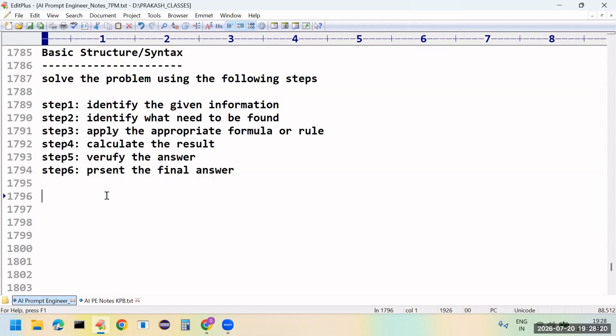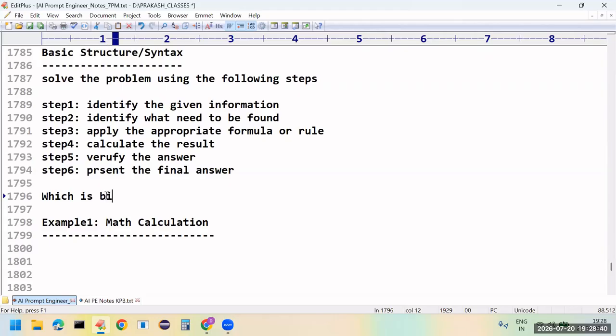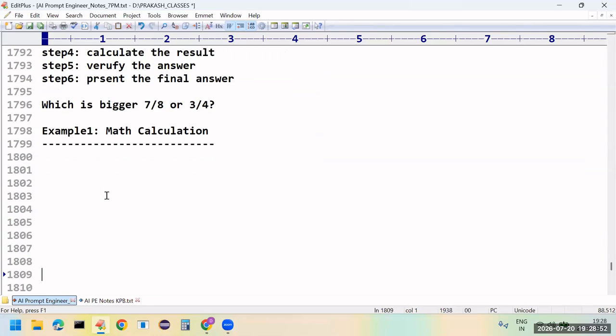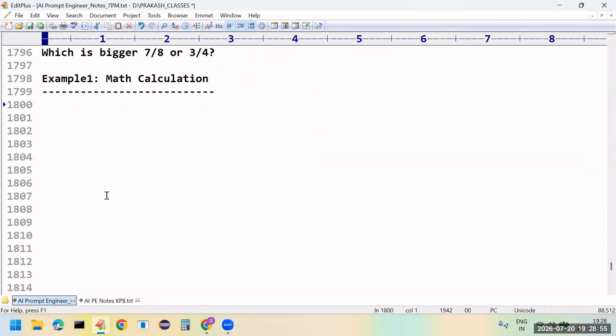So now let's go with example number 1. It is a mathematical calculation I want to do. Before moving to this, let's write a general prompt without reasoning. Which is bigger, 7 by 8 or 3 by 4? Can anyone tell me which is bigger among these two? I don't know, you have to tell.